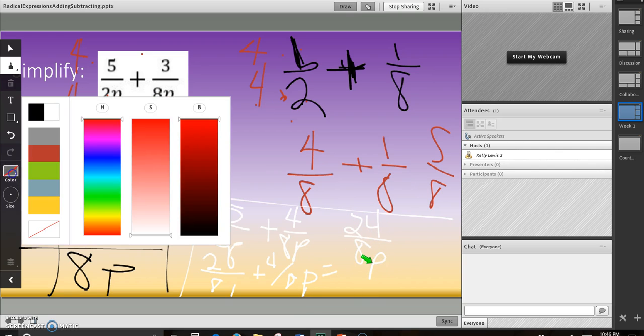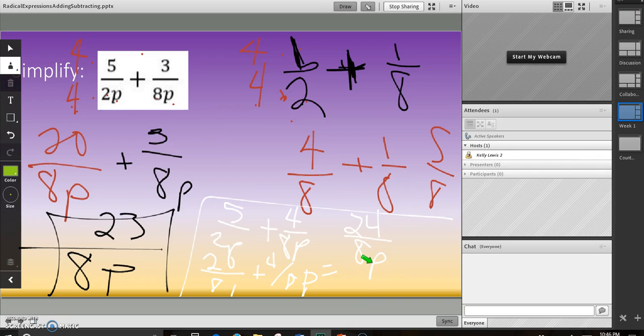All right, but 24 over 8p, we can simplify because 24 divided by 8 is 3. And 8 divided by 8 is 1. So this guy would be 3 over p. So just be careful, like 23 over 8p we can't reduce. But if we ended up with something like 24 over 8p, we could reduce that guy.